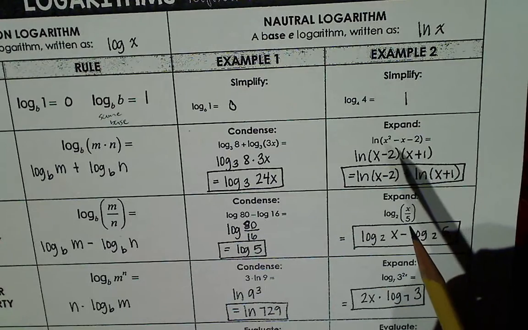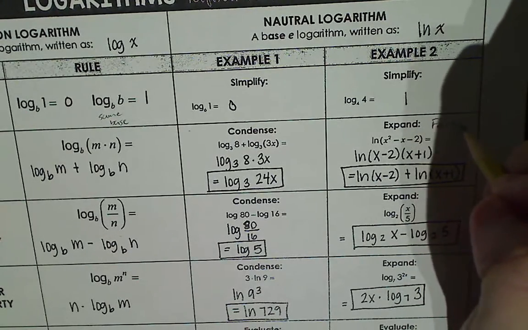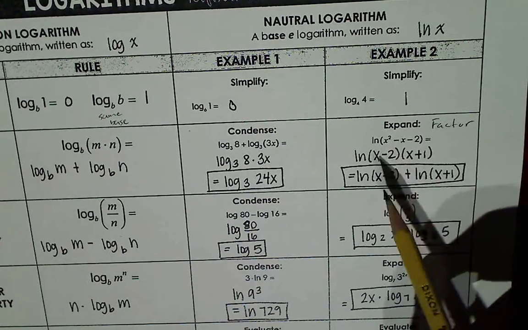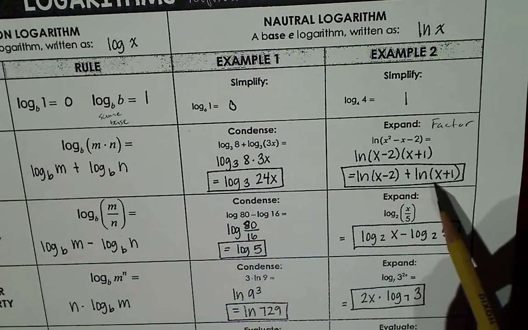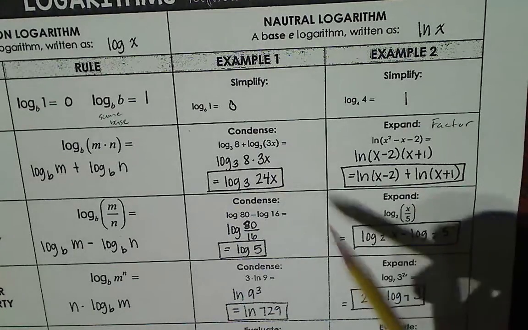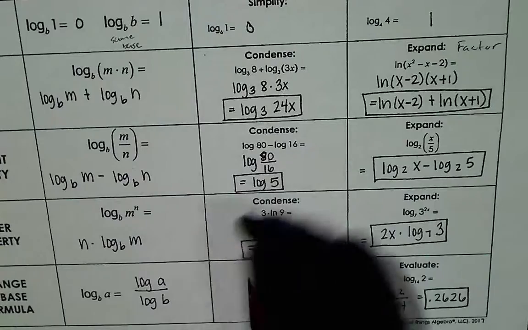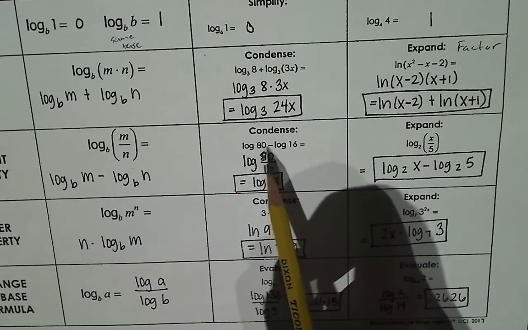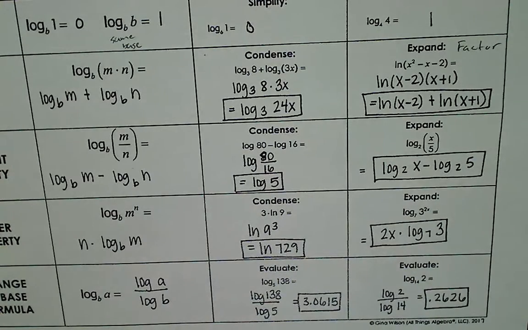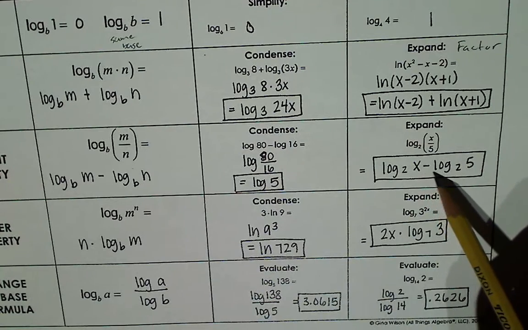Expansion, this is where you have to, and I'm going to use the word factors here because that's actually what it is. Okay, you might have to factor. So this trinomial becomes these two factors, and then you can rewrite it as two natural logs. And by the way, notice that this is a natural log and this is log. The rules apply regardless of what you're using. Condensation, again: log 80 minus log 16 becomes log of 80 divided by 16, which is log of 5. Expansion, again, becomes log base 2 of x minus log base 2 of 5.